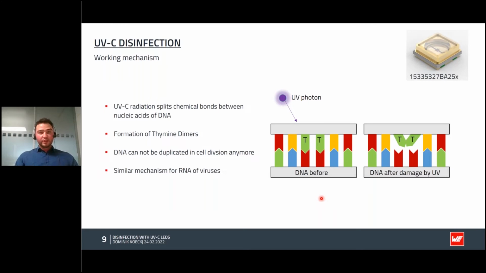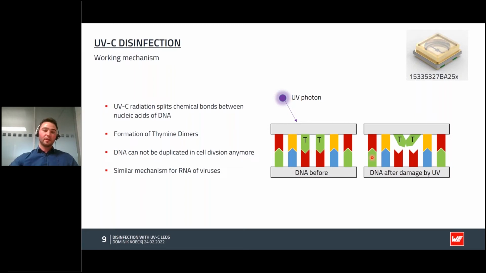So how does the UVC disinfection work? Basically, the energy of a single UVC photon is so high that it can split some special bonds in the DNA, and there we form some kind of dimers. So those thymine dimers, and basically this damage in the DNA, hinders the cell from replication. So basically, if you have a bacterium with this DNA, it can't replicate anymore with this DNA.